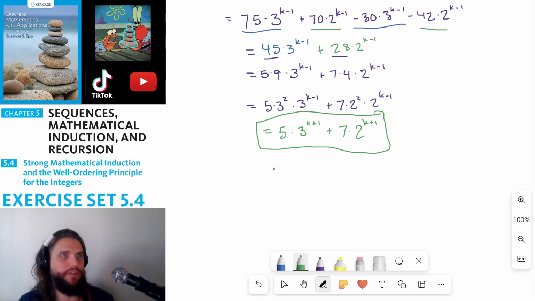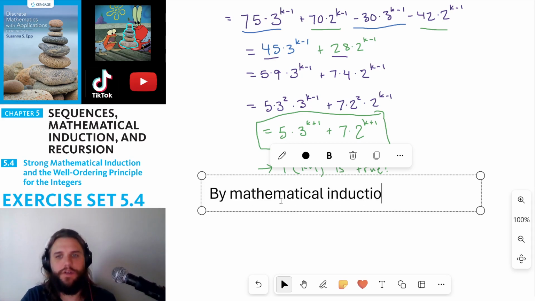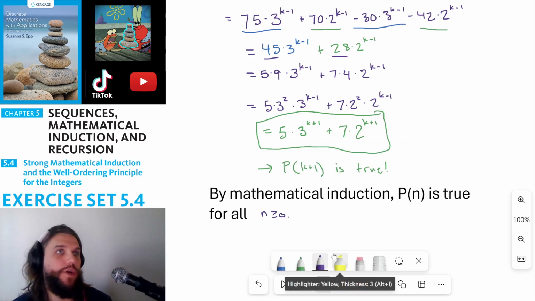Pretty much every mathematical induction ends the same way. This means that P of k plus 1 is true. And I always end mathematical induction by saying, by mathematical induction, P of n is true for all n greater than or equal to 0.